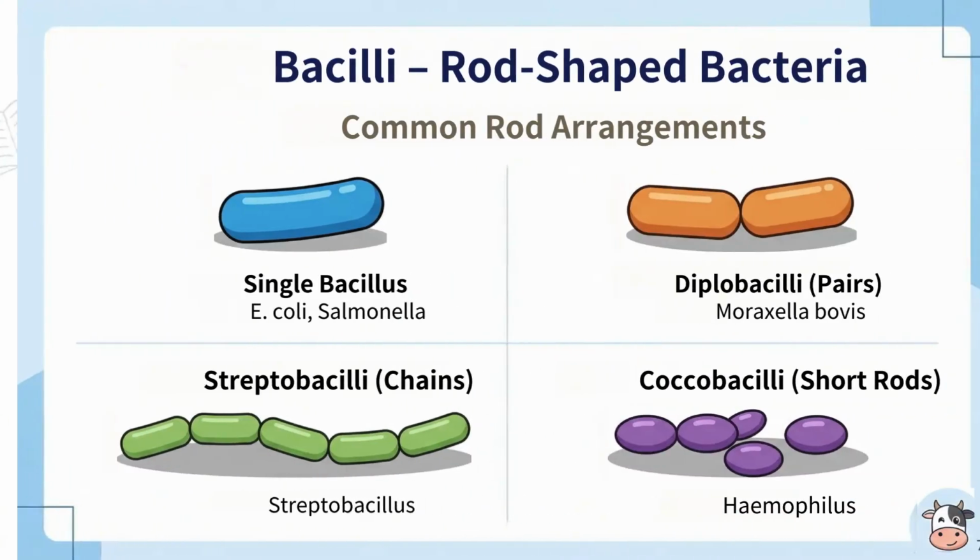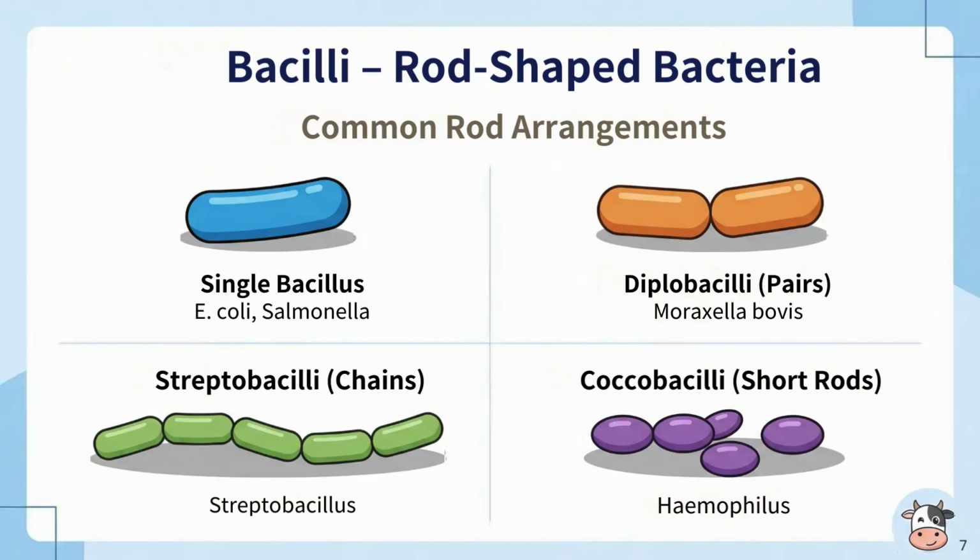Next, we look at bacilli, which are rod-shaped bacteria. Bacilli can occur in several arrangements. A single bacillus exists as an individual rod-shaped cell. Diplobacilli appear in pairs. Streptobacilli form chains. Coccobacilli are short rods that appear almost spherical. Common examples of rod-shaped bacteria include Escherichia coli and Salmonella.